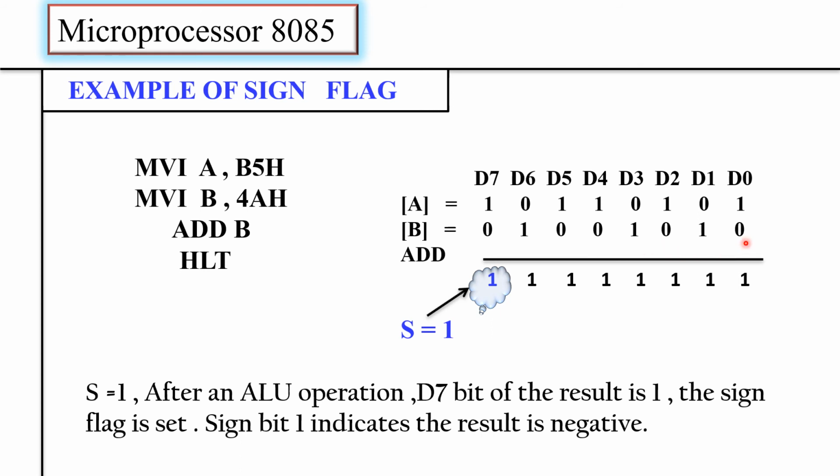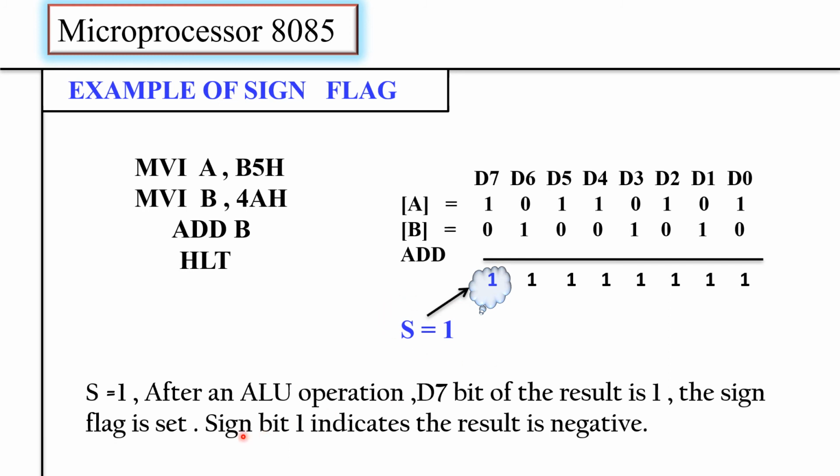So we will perform the addition operation. 1 plus 0 is 1, 0 plus 1 is 1, 1 plus 0 is 1, 0 plus 1 is 1, 1 plus 0 is 1, 1 plus 0 is 1, 0 plus 1 is 1, and 1 plus 0 is 1. So here the bit 7, D7, the MSB bit of the result is 1. Therefore, the sign flag is equal to 1. That is, the result is negative.